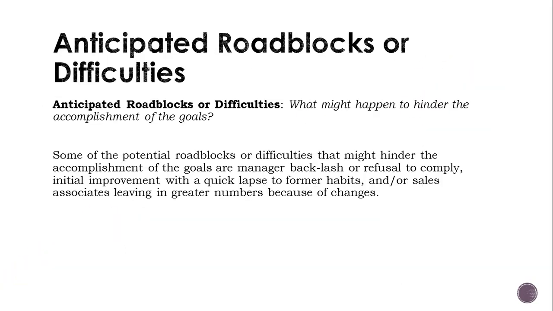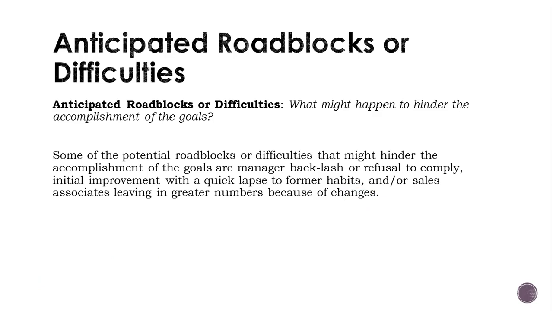And the final step is just anticipating roadblocks or difficulties and asking yourself what might happen to hinder the accomplishment of the goals. Some of the potential roadblocks or difficulties that might hinder the accomplishment of the goals are manager backlash or refusal to comply, initial improvement with a quick lapse to former habits, and/or sales associates leaving in greater numbers because of these changes. Thinking through these anticipated roadblocks is helpful so you're not caught off guard when you see some of these things happen, and so that you've already thought through the situation and even how to deal with some of these roadblocks that you'll be facing. So that concludes the situational analysis within the Angelica case.